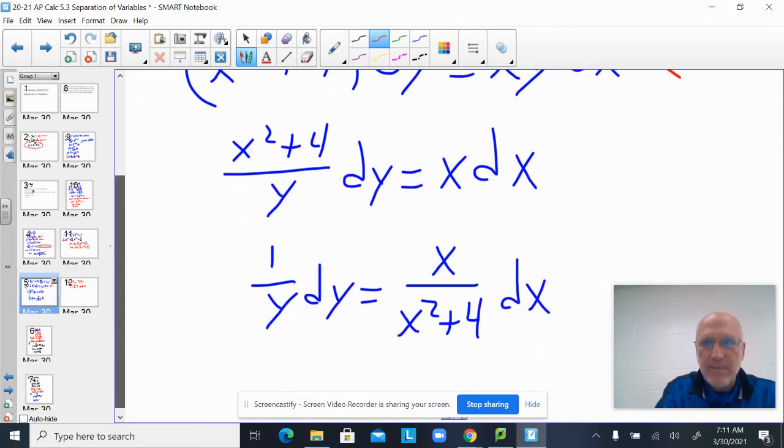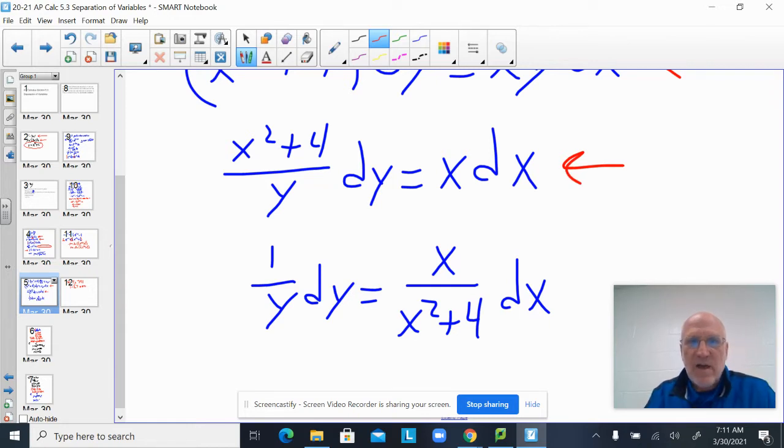That's this line here. And then I divided both sides by x squared plus 4 to get the x squared plus 4 from the left side to the bottom of the right side. So this line right here, I have the variables separated. Now I'm going to integrate both sides.